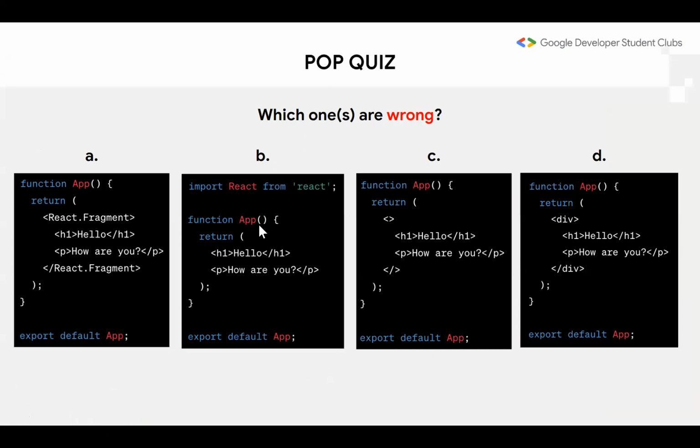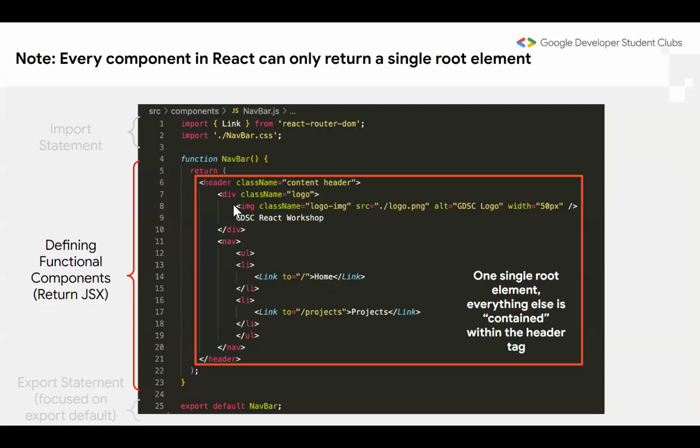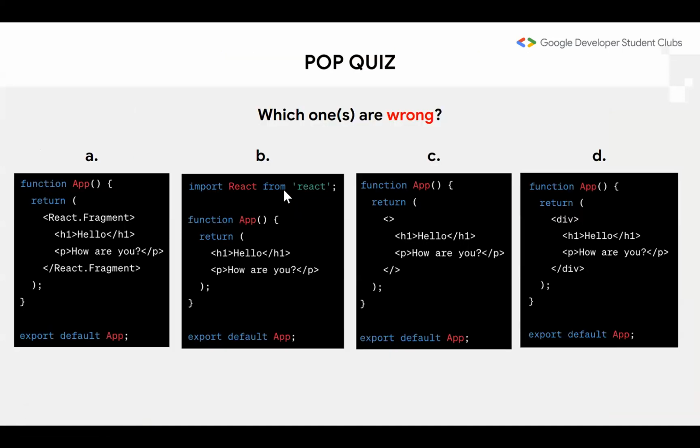Which one do you think is wrong? She mentioned something in the previous slide about the body needing to only have one single root element. So that's a big hint. Which one is wrong?